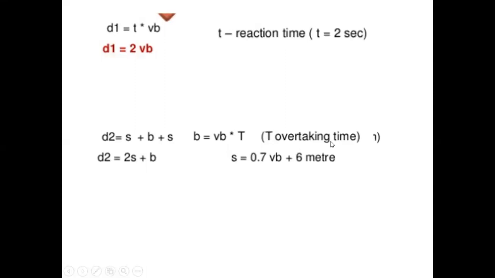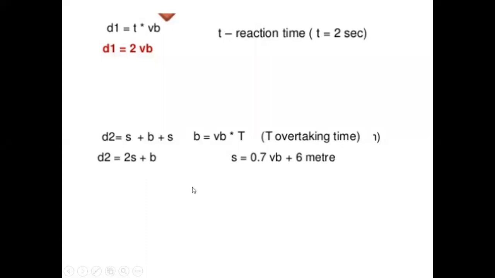Capital T denotes the overtaking time. So the distance B will be calculated as V suffix b. Don't mistake it: it's not V times B times T. You can see it is V suffix small b, which is the speed of the vehicle B, times the overtaking time, which is the capital T. Got it? So now what we will do? We will substitute into 2S plus B.